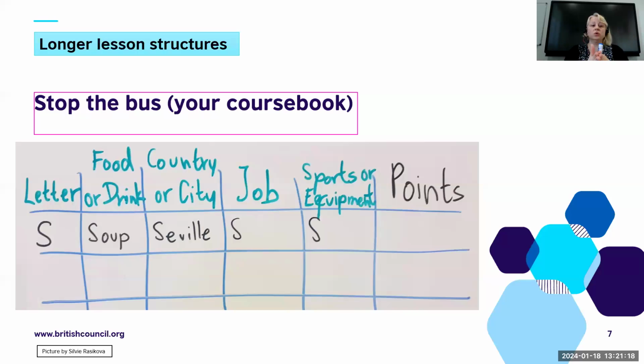If they have the same word for the category, they get 5 points. If they have a different word for the category than another team, it's 10 points. And if they're the only team with a word in the category, they get 20 points. So those are the rules. Okay, and how do you think I choose the categories? Can you write your answers in the chat?